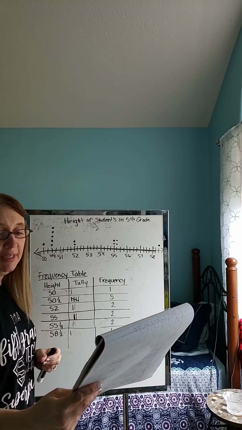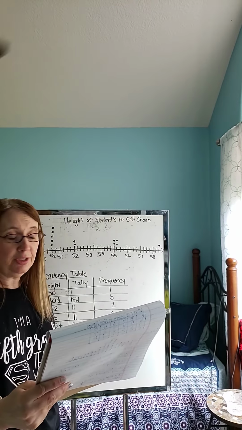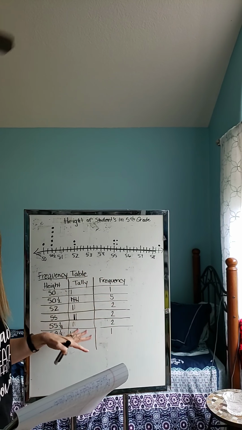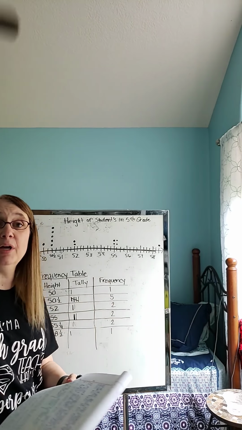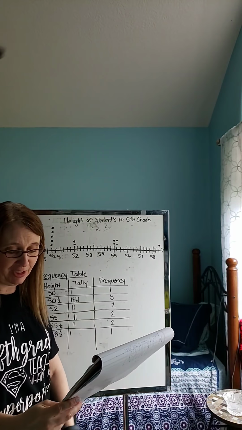So on the Practice Buddy, it's going to give you the data set, information for the line plot. Then you could create a frequency table like we just did, and you could even create a line plot to try to find which one it is. But there's going to be 4 choices where you can choose which line plot.